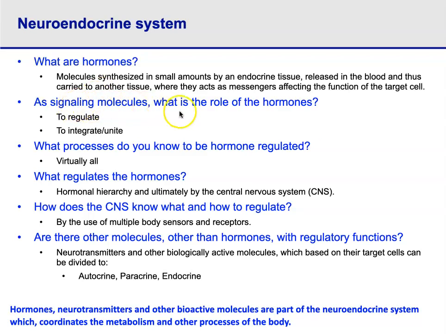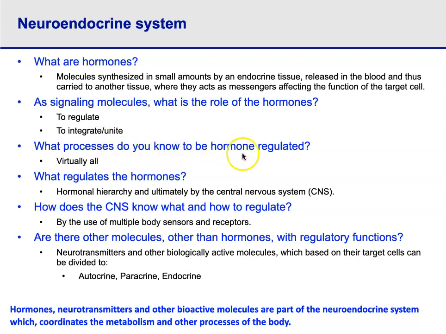So as signaling molecules, what is the role of the hormones? Well, hormones regulate, and at the same time they integrate or unite all processes together, because one hormone can regulate or control multiple processes, which is very characteristic for hormones. So their role is to control and to integrate.